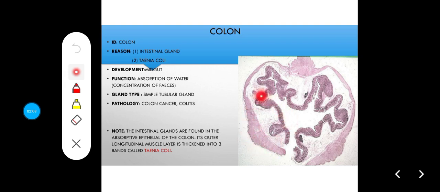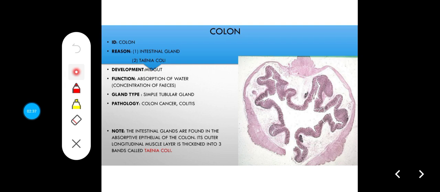So the epithelium remains the simple columnar epithelium. Then the submucosa doesn't contain anything really. It's just a layer of connective tissue. And then the inner circular muscle layer, and then the outer longitudinal muscle layer, which is now modified as the taenia. So those are the striking things about the colon.